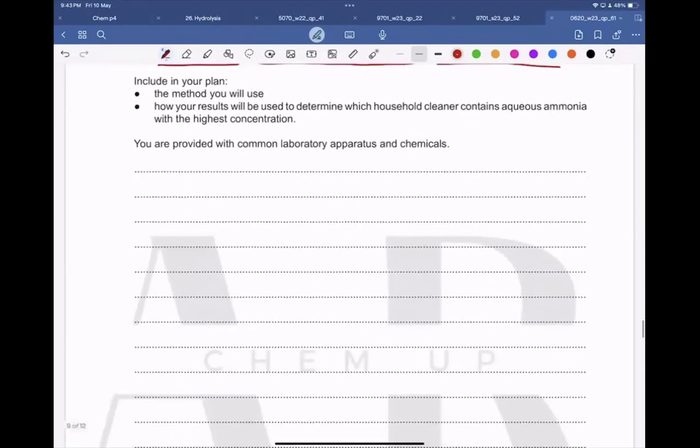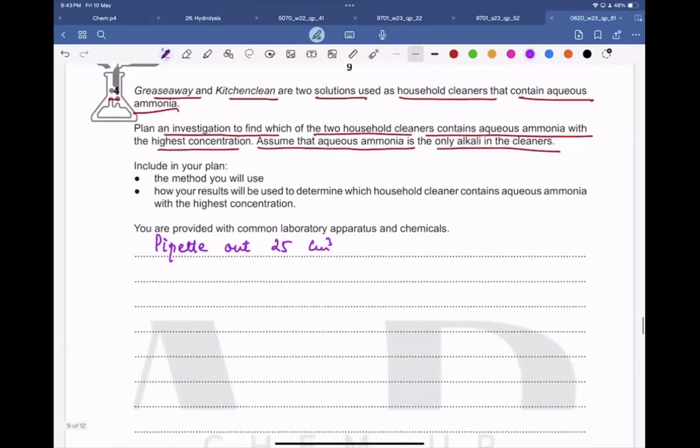Okay, so it's easy, you know. We will start like this: pipette out 25 cm³ of grease away, let's say, into a conical flask. Add indicator. Which indicator are we using? Thymolphthalein, right?